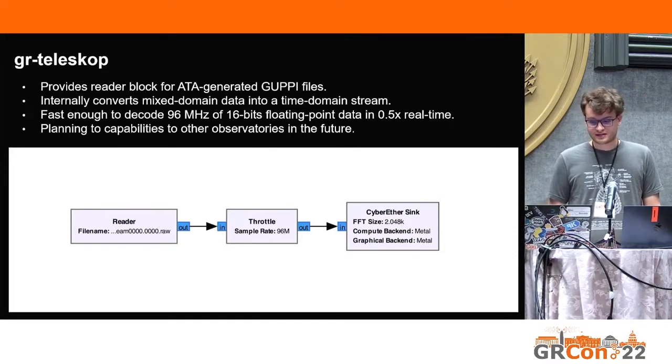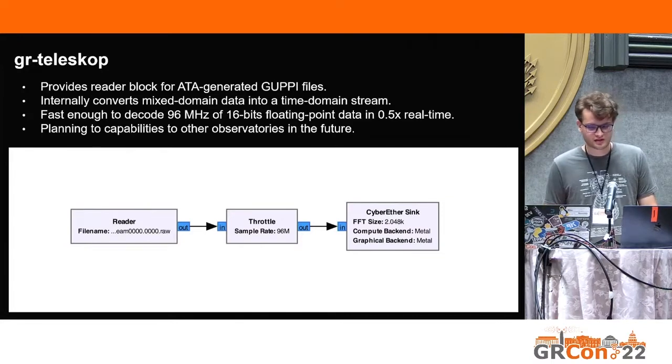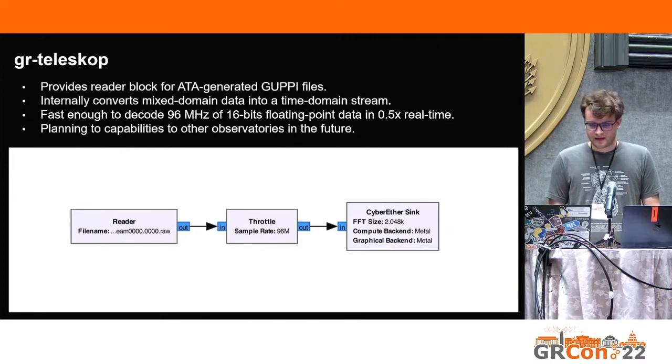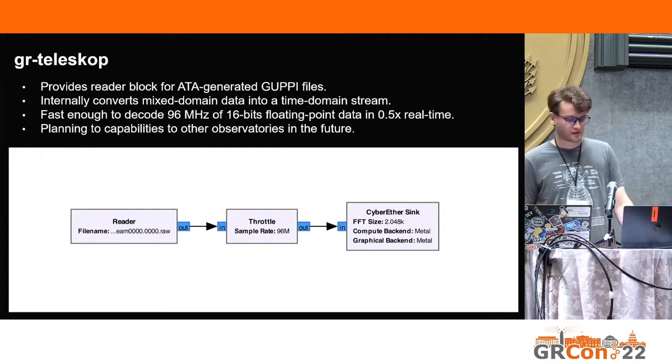So this is a sample flow graph. You can add more blocks, like a Costas loop or phase recovery. So you can demodulate signals from satellites like NOAA, or any PSK or any other modulation, basically like an SDR. Currently, the implementation is CPU-based and is getting 96 megahertz, 16-bit floating point, at half real time. The bottleneck here is the conversion from 16 bits to 32 bits, actually, not the other DSP things.